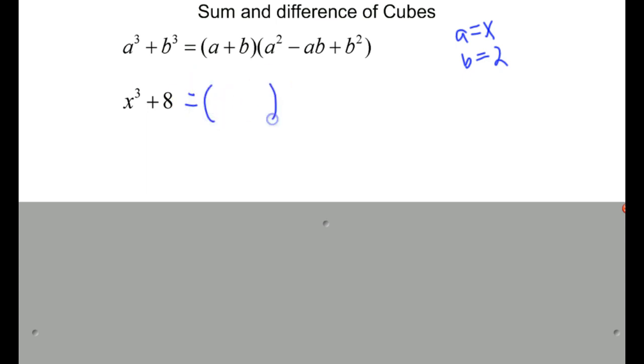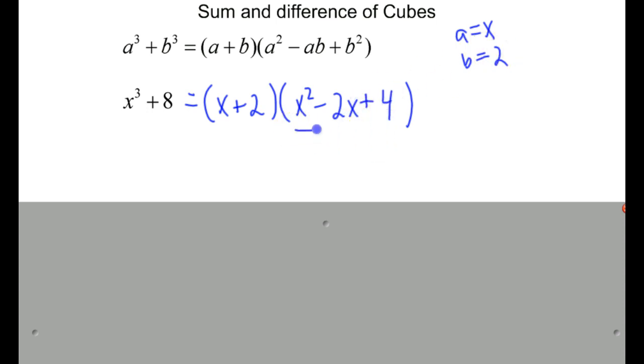Because really, without knowing this formula, this would be a very difficult factoring problem. How do you factor that? There's no GCF. It's going to be really tough. So we plug in a and b: x plus 2. A squared would be x squared. Minus, just go with whatever the sign is there. A times b would be 2 times x. Plus b squared, which would be 4.